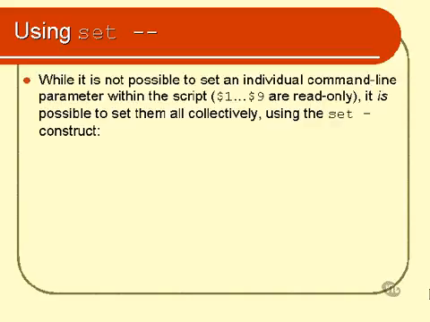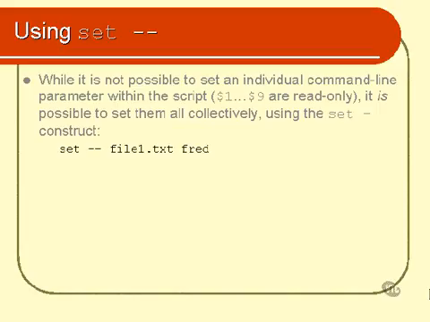Another somewhat advanced command line parameter manipulation technique is the use of the set minus minus command. There is a command called set. It's a built-in shell command, and it's used to set the command line parameters for the shell that is currently being processed. Now, I have actually mentioned earlier that $1 through $9 are read-only, which means you can't set them individually. However, you can set them collectively using set minus minus.